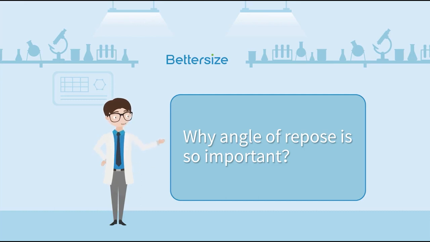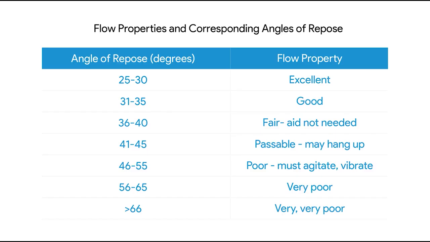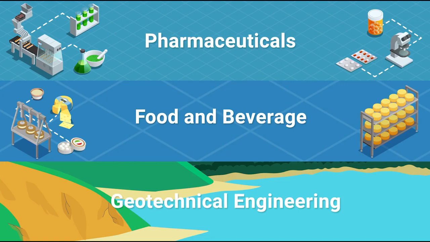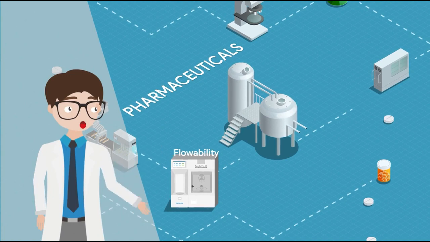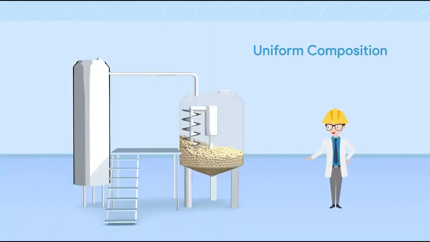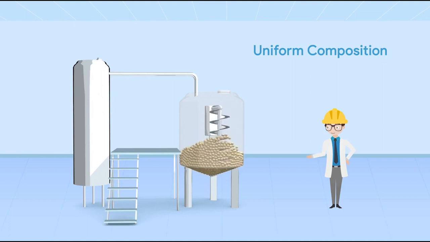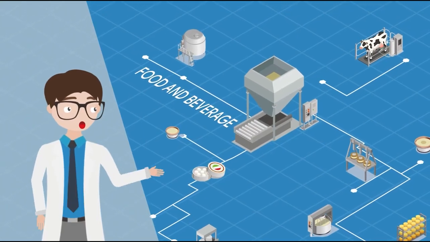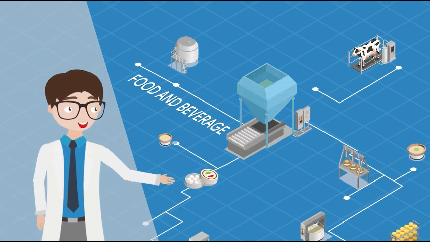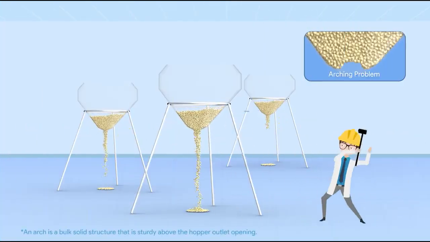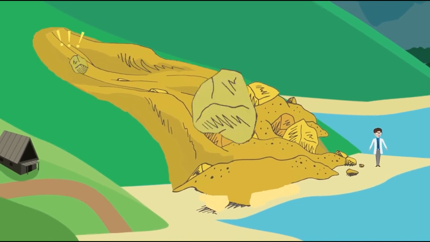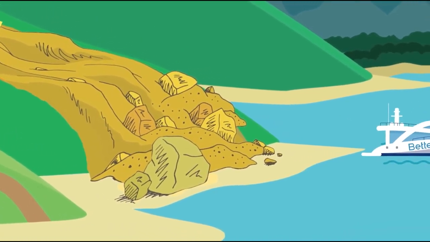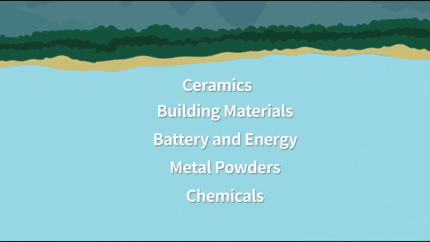Why is angle of repose so important? The angle of repose is important because it allows us to quickly understand the flowability of granular materials in many industries. In pharmaceuticals, the angle of repose can be used to indicate the flowability of granular powders to ensure uniform composition of powder mixtures in the drug production. In food and beverage, the angle of repose can be used to design the silo and then determine its dimensions, as well as to reduce materials waste. In geotechnical engineering, it can be used in the study of slope stability analysis. The angle of repose can also be applied in many other sectors as well.